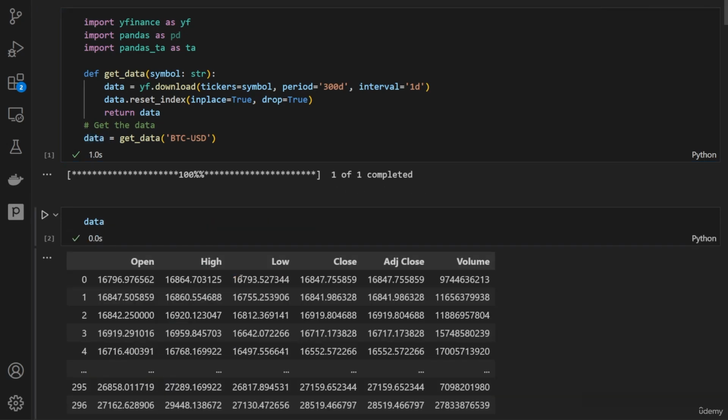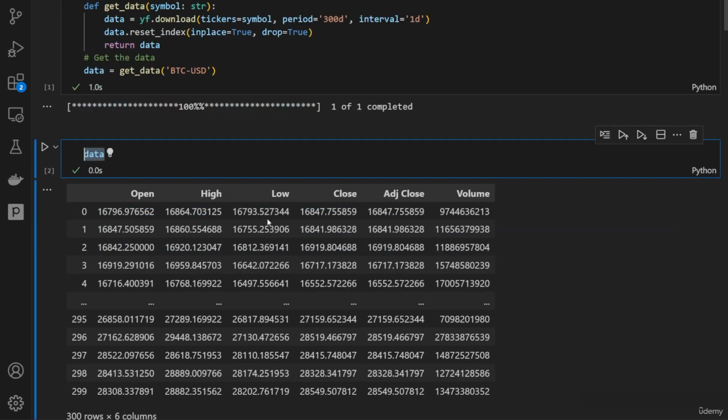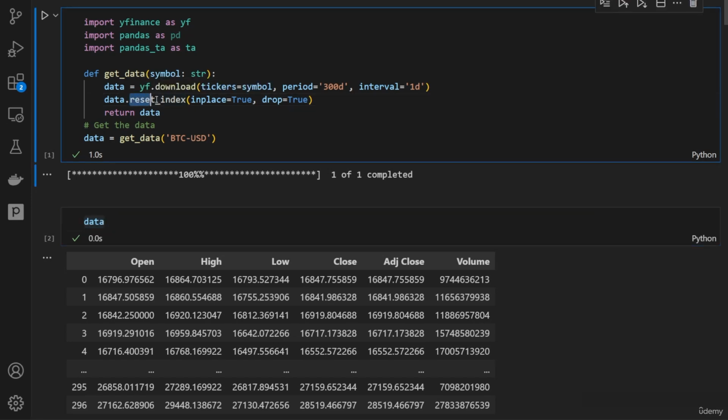Just to make sure that things are working properly so far, I'm going to print the content of the data frame, and we can see that we have the open, high, low, closing price, the adjusted closing price, and the volume column, along with an integer index because we have reset the index so we don't have the datetime format anymore.